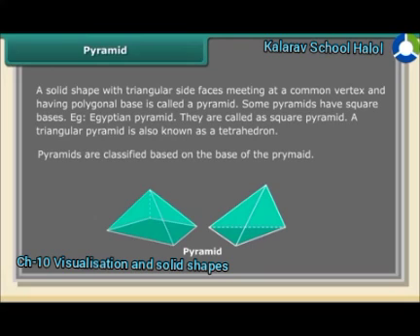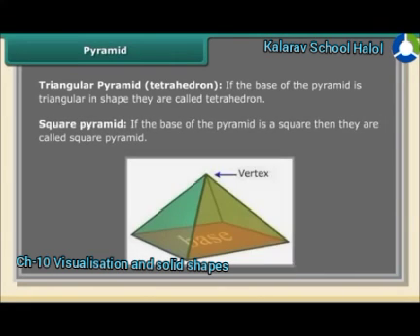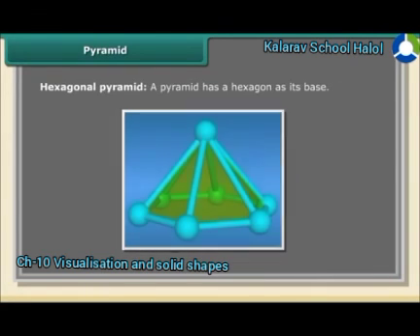Pyramids are classified based on the base of the pyramid. Triangular pyramid, tetrahedron: if the base of the pyramid is triangular in shape, they are called tetrahedrons. Square pyramid: if the base of the pyramid is a square, then they are called square pyramids. Hexagonal pyramid.